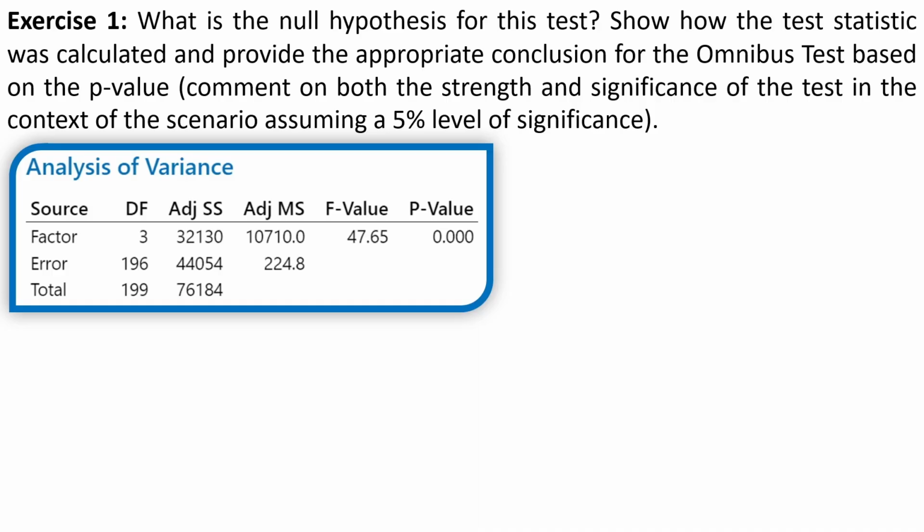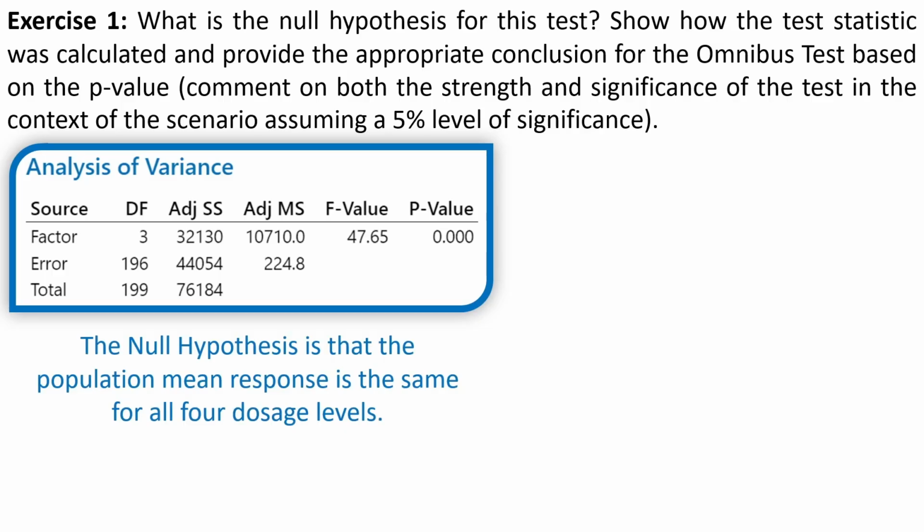So first question, what is the null hypothesis for the test? Well, the null hypothesis is that the population mean response is the same for all 4 dosage levels. If we fail to reject the null, then we can only conclude that the evidence suggests that the medication has no effect. Show how the test statistic was calculated and provide an appropriate conclusion for the omnibus test based on the p-value.